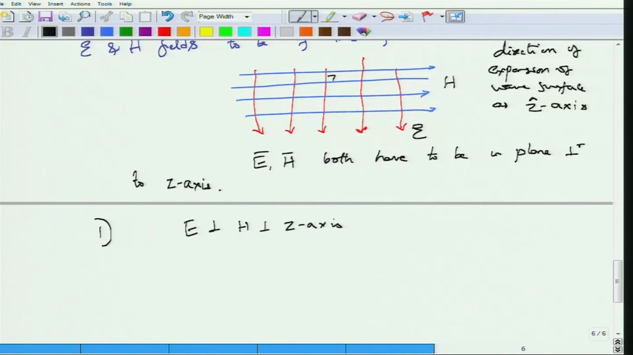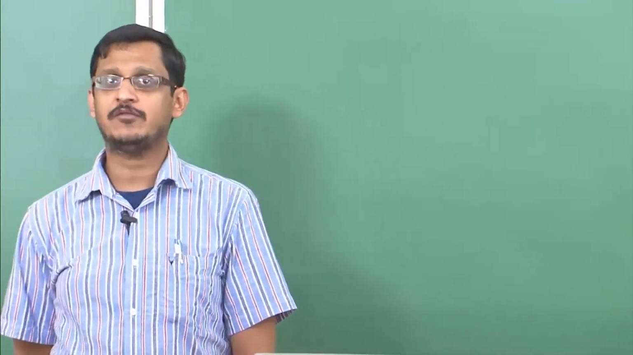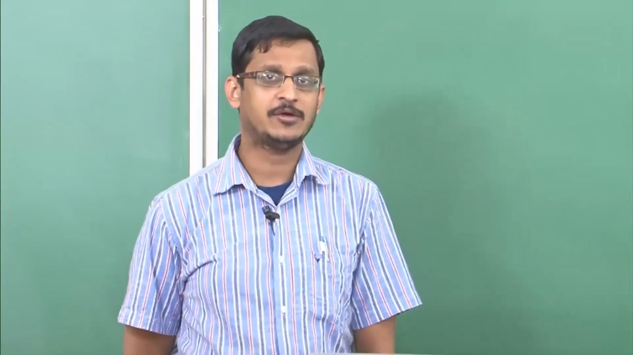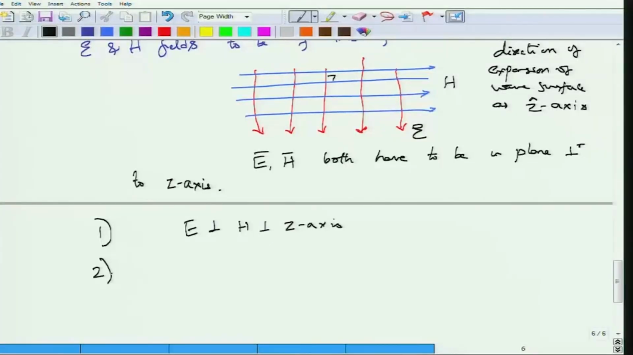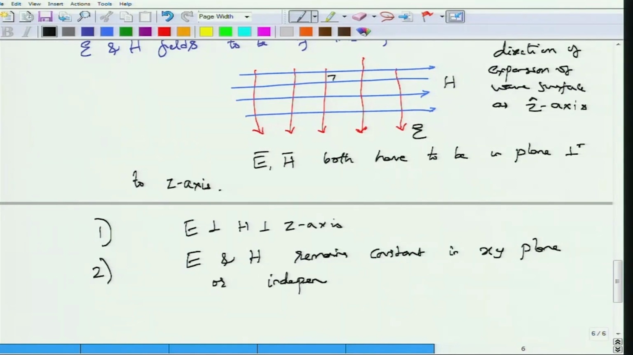Now within this xy plane, can the strength of the electric field vary? We can rigorously show that the strength of the electric field and magnetic field cannot vary, they have to remain constant. This is a plane wave: the strength of the electric field and magnetic field remains constant in the xy plane, or completely independent of xy coordinates.